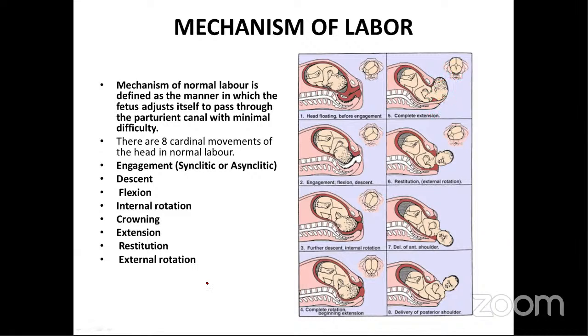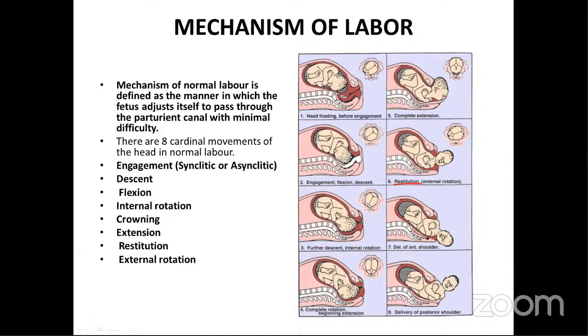So that is extension. After extension comes a very subtle movement called restitution, which occurs because of the restoration of the neck rotation. It's very hard to observe or appreciate restitution. It comes only after a few more deliveries that you will be able to appreciate this movement, but it's just the untwisting of the neck which occurred during internal rotation, right? So that occurs after the delivery of the fetal head.